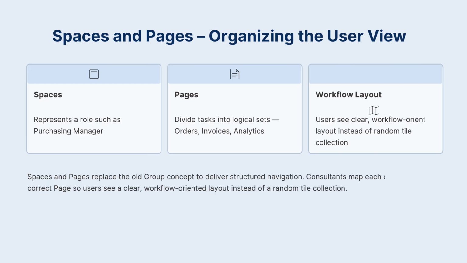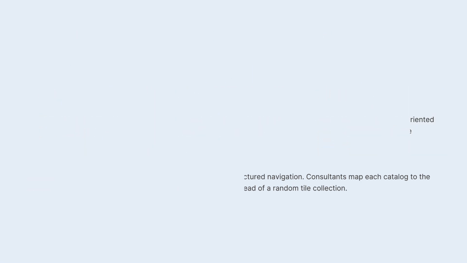Spaces and pages, organizing the user view. In the newer Fiori model, groups have evolved into spaces and pages. Spaces represent business areas, while pages organize apps within each area into task-specific clusters. For example, the space procurement operations might include pages for requisitions, orders, and supplier analytics. This structure enhances usability and ensures each role sees a clear process-aligned dashboard rather than an overwhelming list of apps.